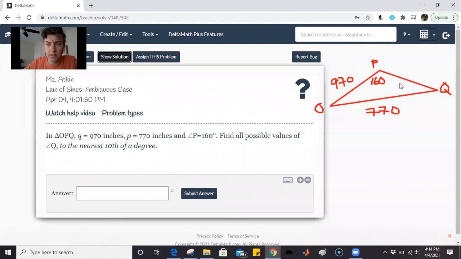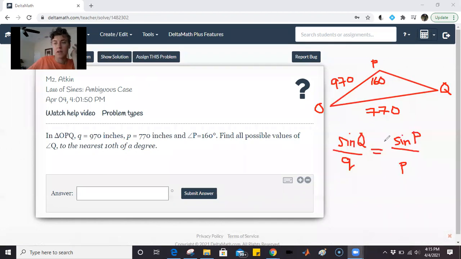All right, so I've got this set up. Angle P is 160 degrees. Side Q, which is across from angle Q, is 970 inches. And side P, which is across from angle P, is 770 inches. And we're going to use the law of sines here because we know 2 sides, 1 angle, and we could find angle Q using, again, our law of sines.